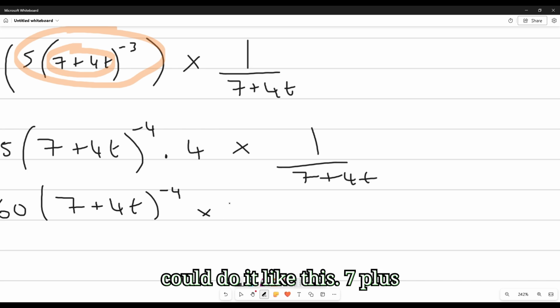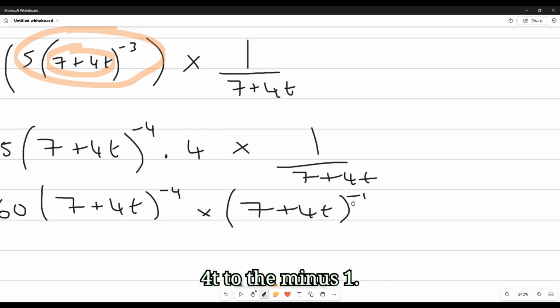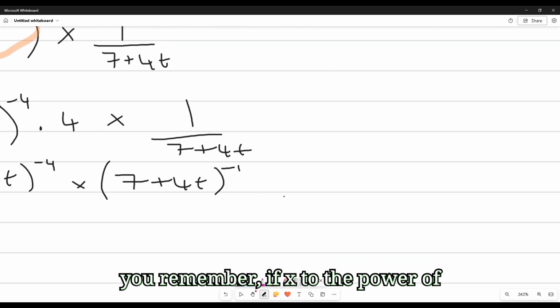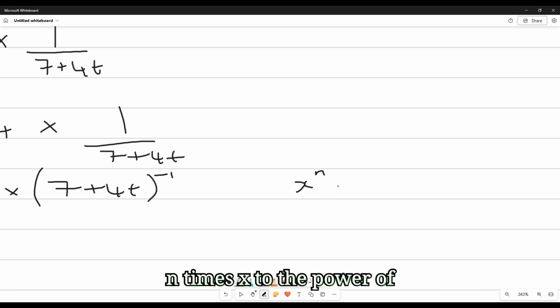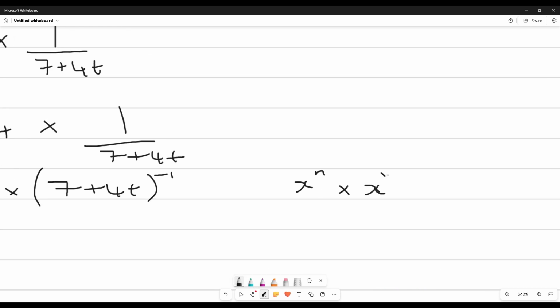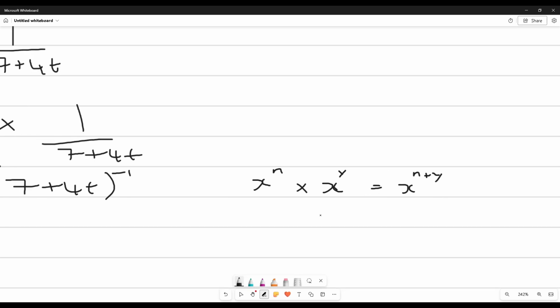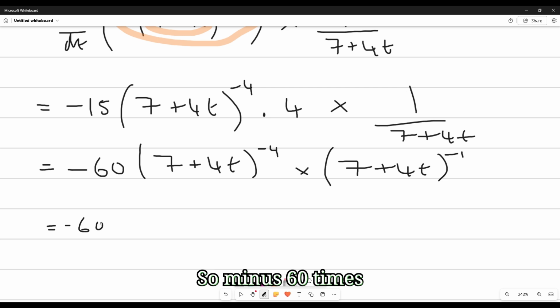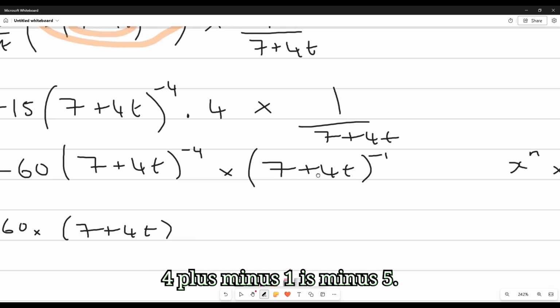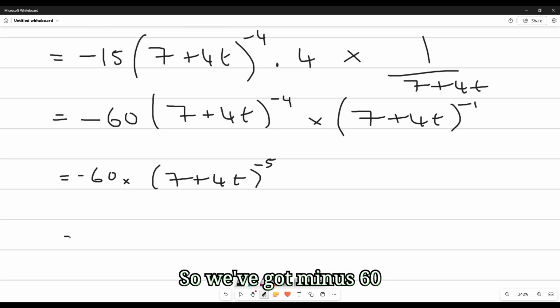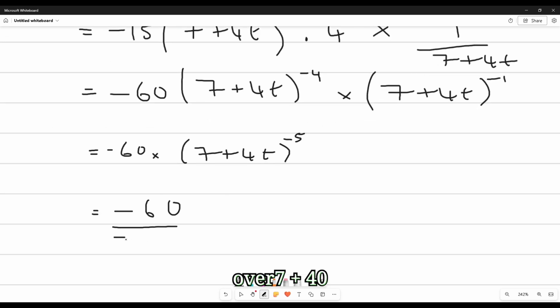So we could do it like this, 7 plus 4t to the minus 1. And then just your power rules. If you remember, x to the power of n times x to the power of y equals x to the power of n plus y. So minus 60 times 7 plus 4t, and minus 4 plus minus 1 is minus 5. So we've got minus 60 over 7 plus 4t to the power of 5.